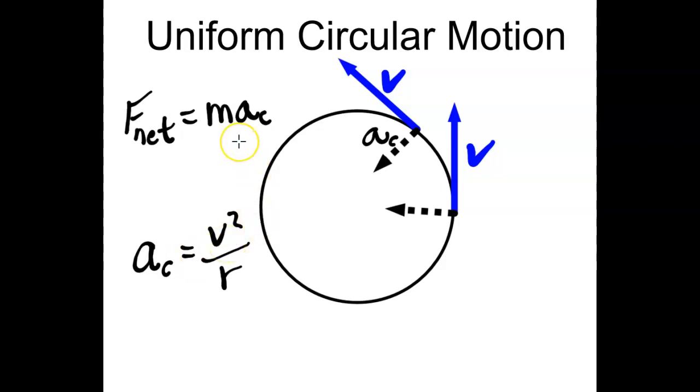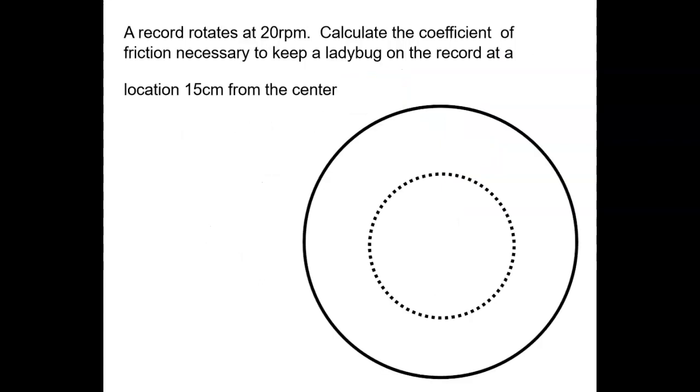Really quickly, I'm going to go through an example question that really is going to cover, I think, all of the bases for what you need to be able to do to solve your homework questions. So here we have a record which is rotating at 20 RPM. This is one of the things that students find to be kind of challenging. 20 RPM means revolutions per minute.